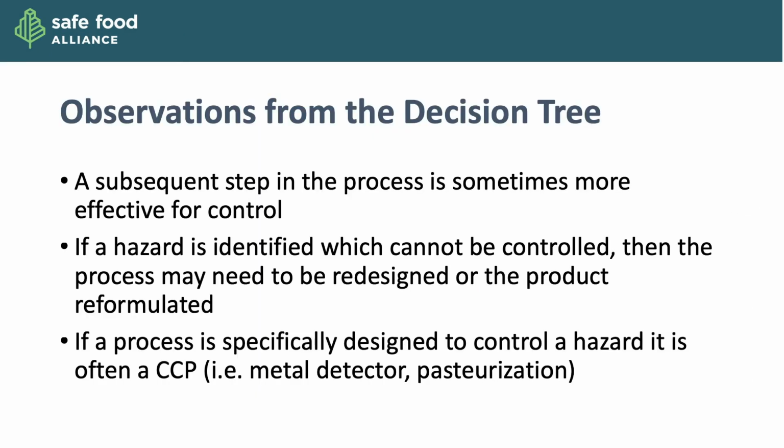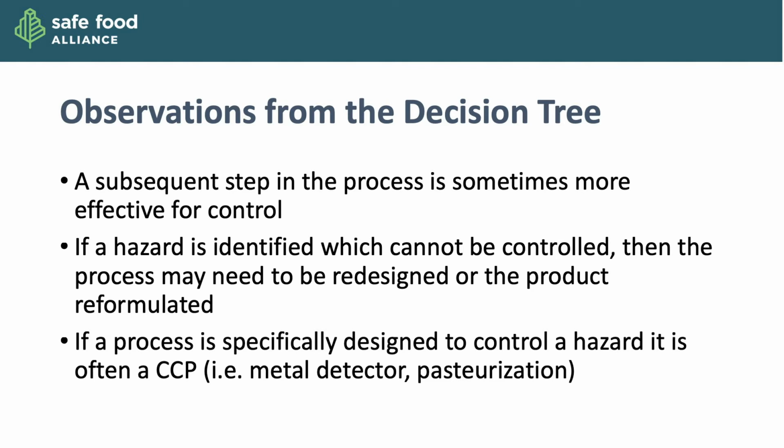So, observations from the decision tree. Sometimes what you'll find, when we go through these 4 sets of questions, is that a subsequent step in the process is more effective than the step we're evaluating. And that's perfectly fine. The point is to make sure that that significant hazard is controlled somewhere along the process before the finished products leave your facility.